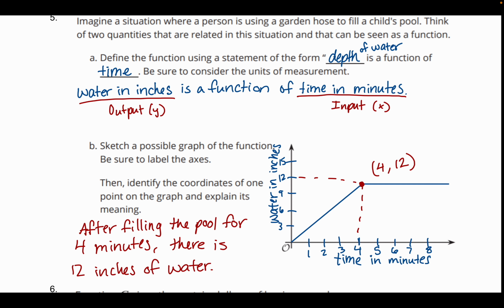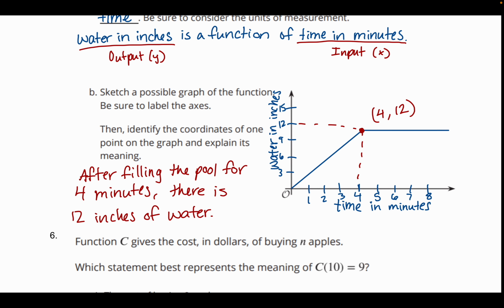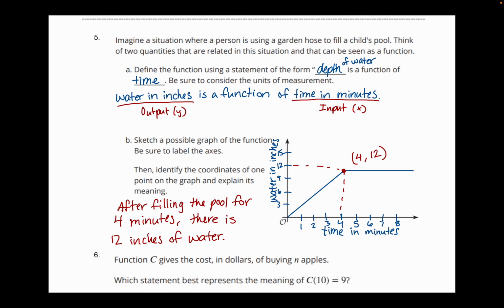Now, again, I chose kind of some random numbers. Your job is to actually make some sense out of your own equation. Mine is an example, but this is not the only correct answer for this. And that's it for question 5. We're kind of creating our own situation here, labeling and interpreting our context.